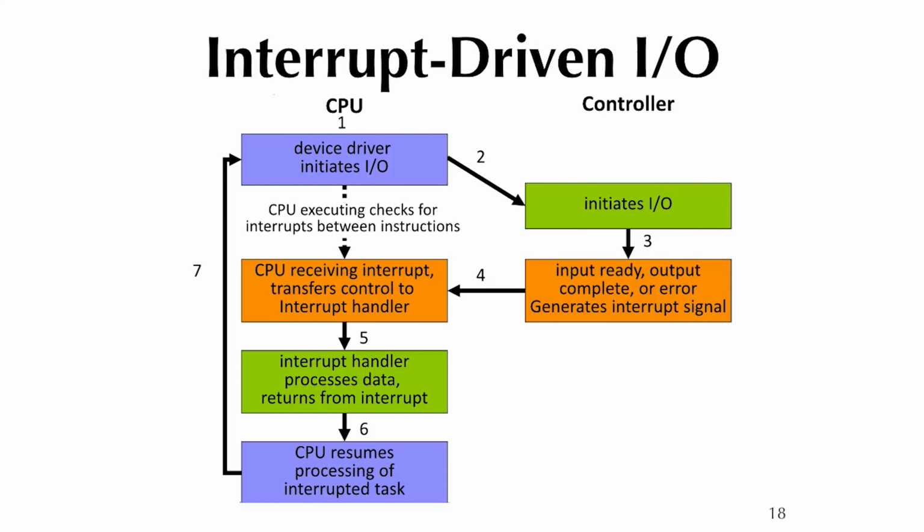So the steps in interrupt-driven I/O: the processor calls the device driver to initiate I/O, so it talks to the device controller. On the right side, that's the device controller hardware, which initiates I/O, but then the CPU continues executing, and it checks for interrupts between instructions. So your code doesn't have to do the actual interrupt checking. It's the processor that does it.